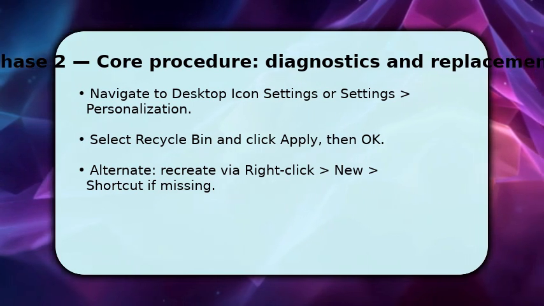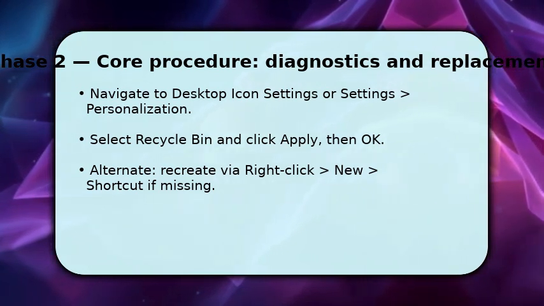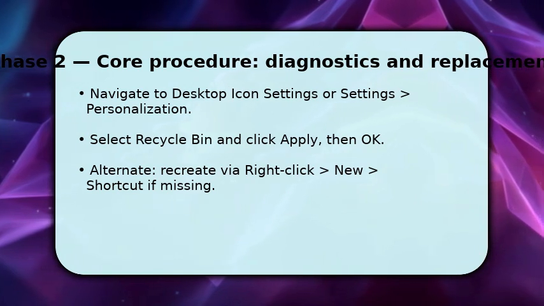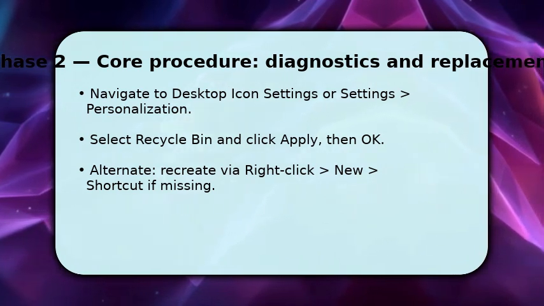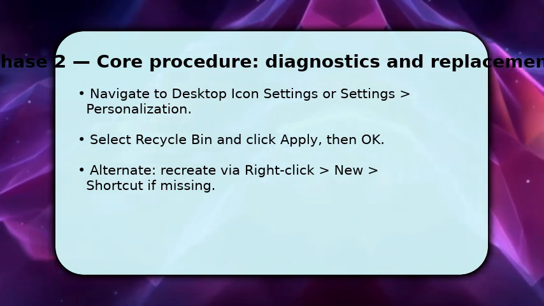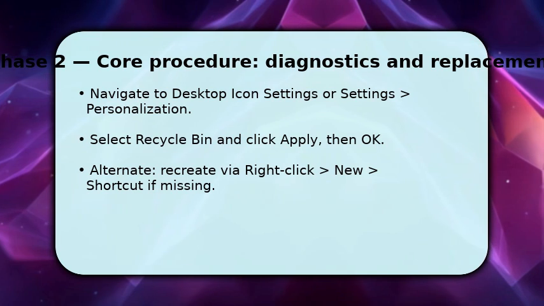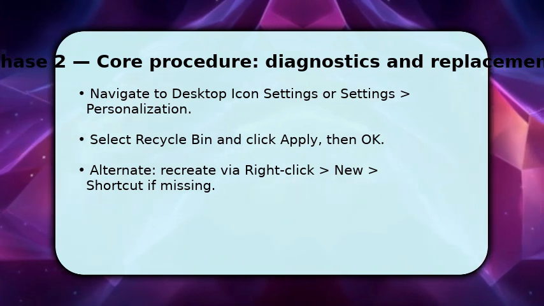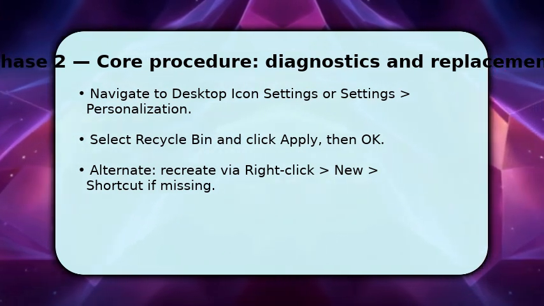If that option is unavailable, create a shortcut. Right-click Desktop, New Shortcut, enter the path %SystemRoot%\explorer.exe shell:RecycleBinFolder. Name it Recycle Bin, finish. This alternate method recreates access when the standard toggle won't respond.